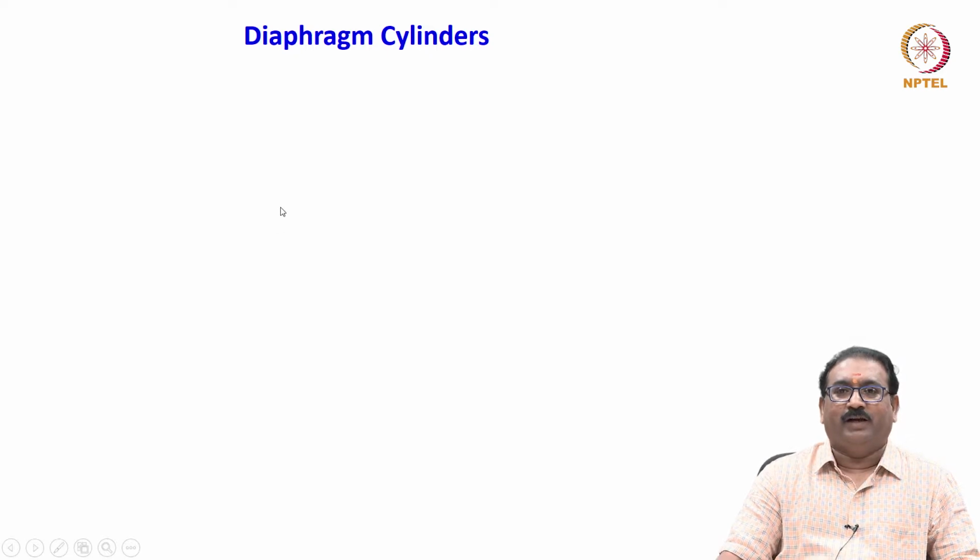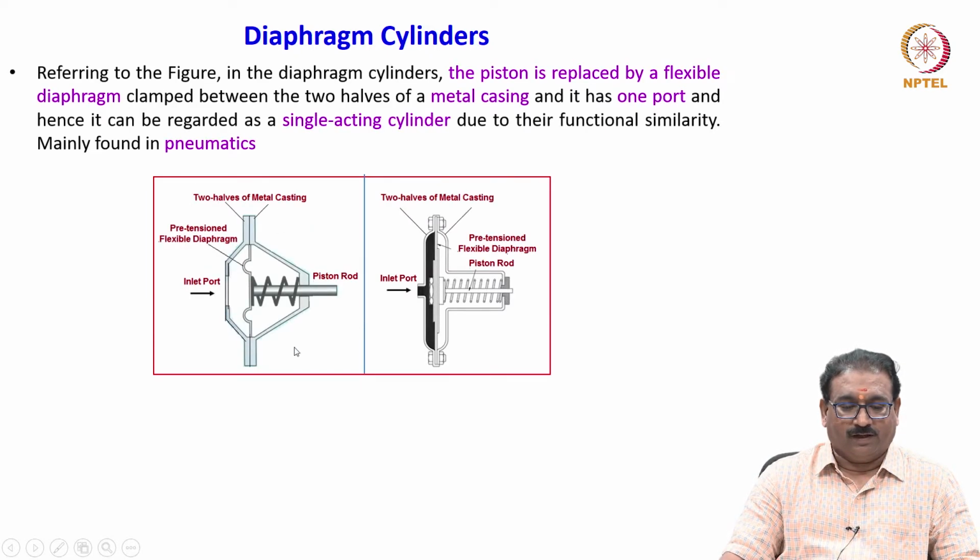Now we will see one more cylinder, diaphragm cylinders. Referring to the figure, in the diaphragm cylinder the piston is replaced by a flexible diaphragm clamped between the two halves of the metal casing, and it has one port, and hence it can be regarded as a single acting cylinder due to their functional similarity, mainly found in pneumatics.